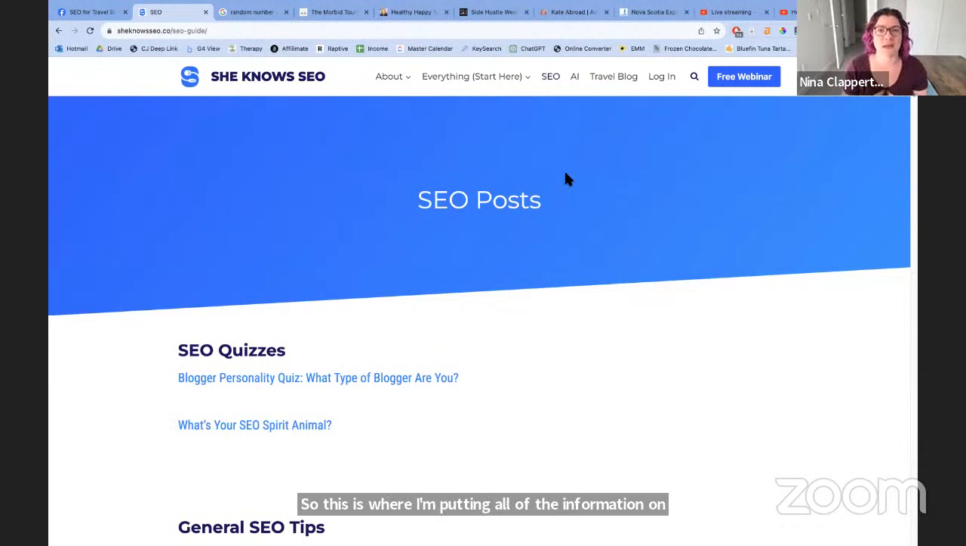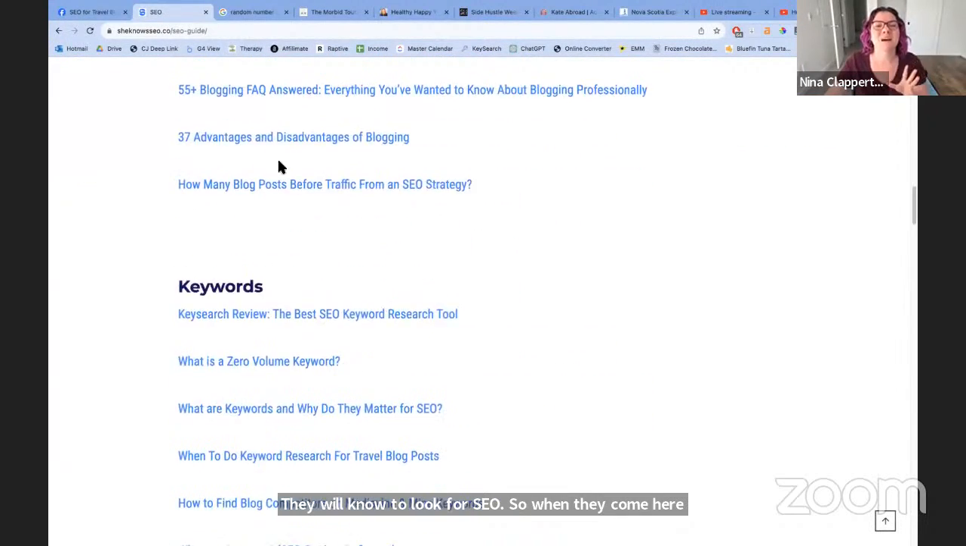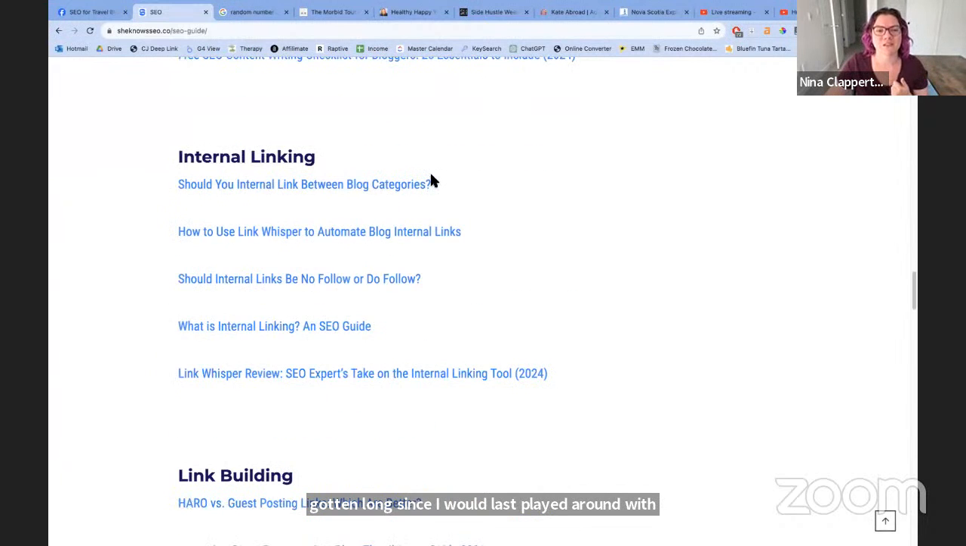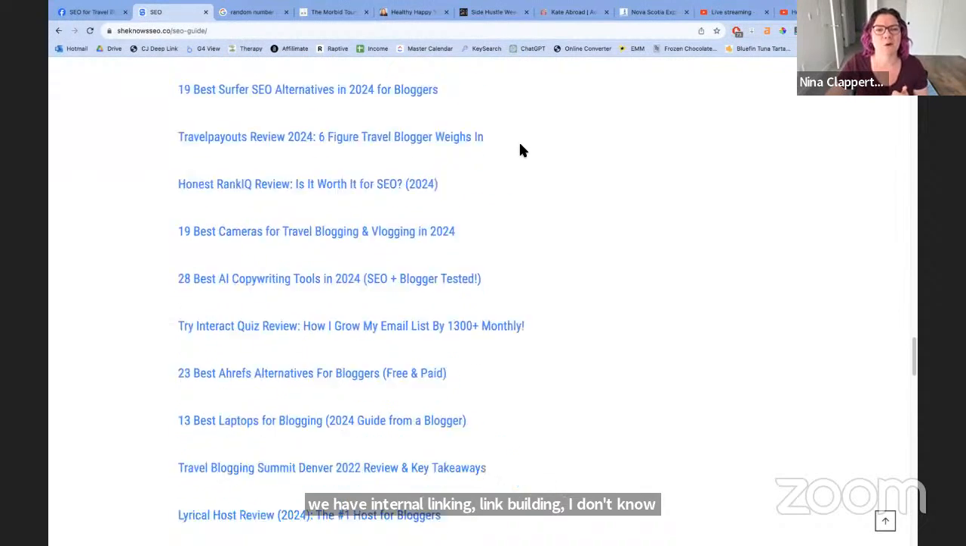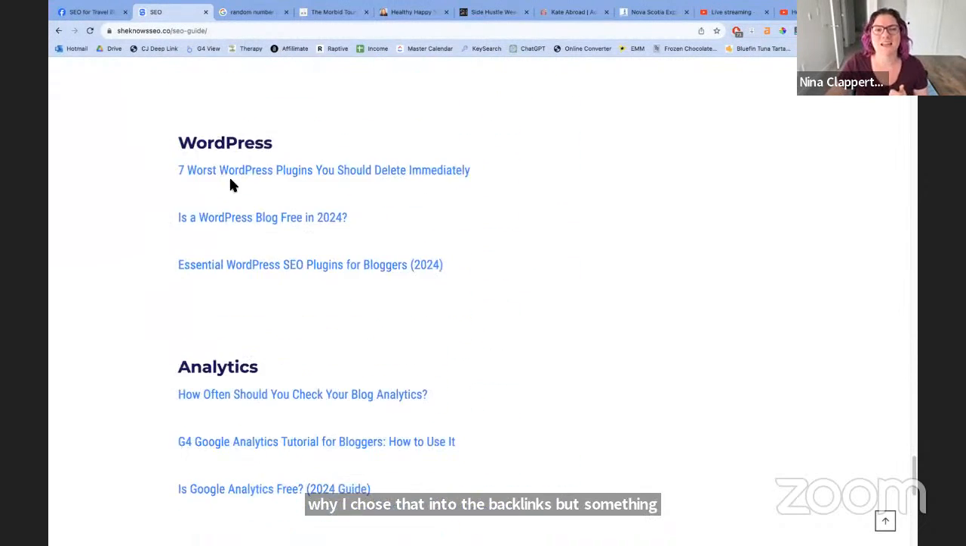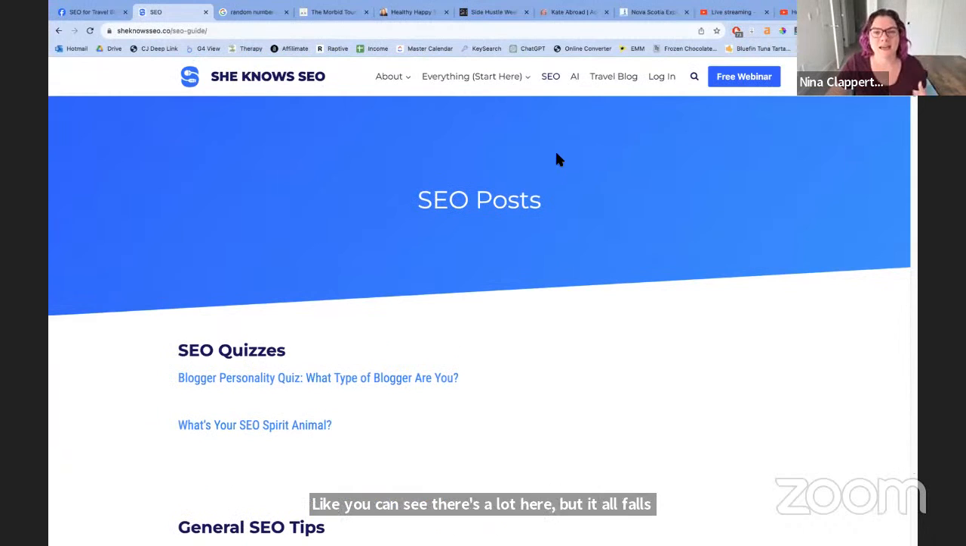And the reason I categorized it this way rather than like keywords or backlinks or internal links or whatever is because those are a part of SEO. And my audience, especially beginners, won't necessarily know to go looking for backlinks. They will know to look for SEO. So when they come here, and I need to add a jump link here because it's gotten long since I last played around with this, but you can see we have keywords, we have SEO writing, we have internal linking, link building. I don't know why I chose that instead of backlinks, but something happened when I chose that. Course and product reviews, monetizing your site, WordPress, analytics, like you can see there's a lot here, but it all falls under SEO. And that's because that is where my audience goes to look for those topics.